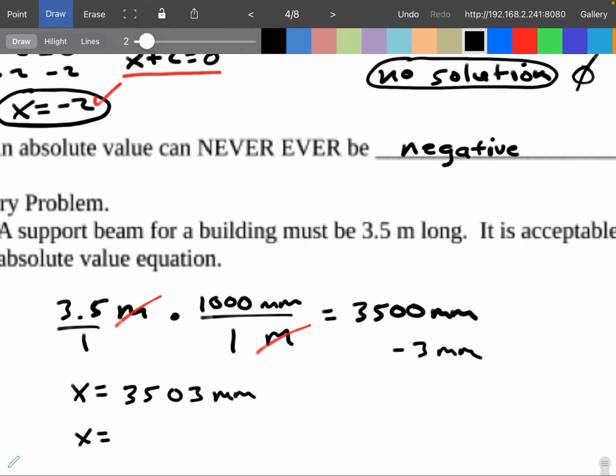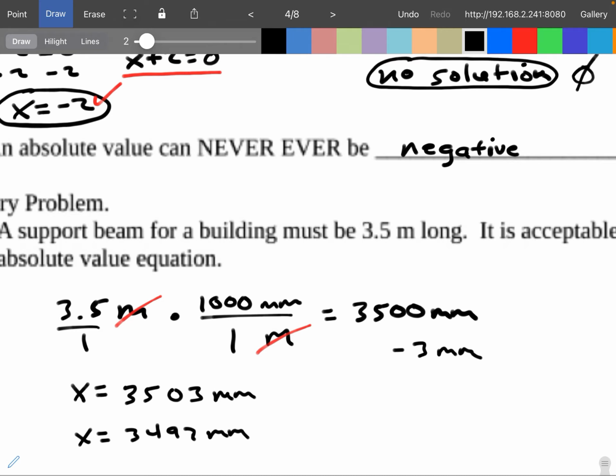So what's 3,500 minus 3? Good, yeah. Thank you, Dawn. 3,497 millimeters. So we've already answered the question, okay?